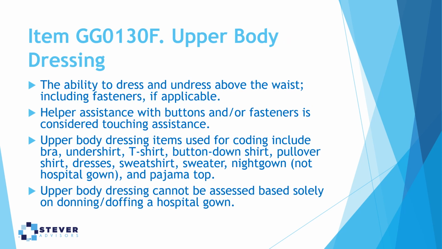Dressing is broken down into the upper and lower body as well as footwear. This is completely different than Section G. Upper body dressing includes the actual articles of clothing or devices that the resident uses, but not a hospital gown. Putting on and taking off of a hospital gown is not enough to determine the resident's ability. If the staff help with buttons or any other type of fasteners only, this is considered touching assistance.